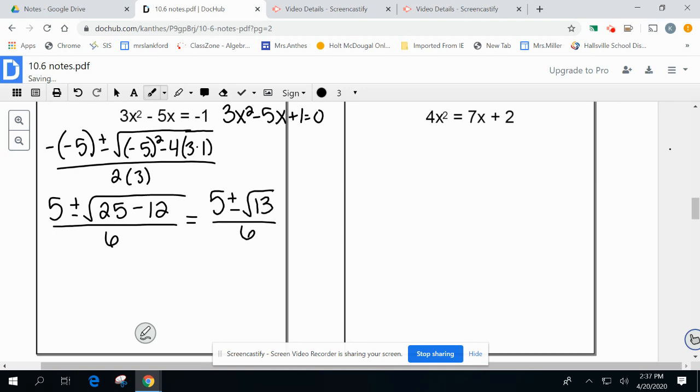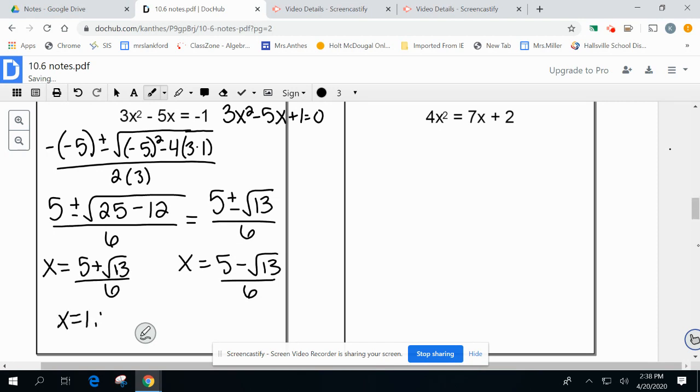So I'm going to split this apart. So x equals 5 plus square root of 13 divided by 6, or x equals 5 minus square root of 13 divided by 6. So I end up getting x equals 1.43, or x equals 0.23 if I'm rounding.